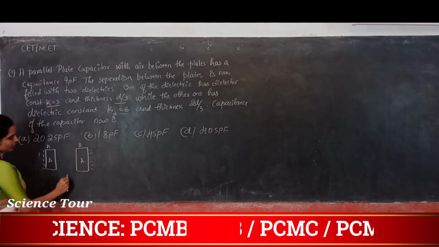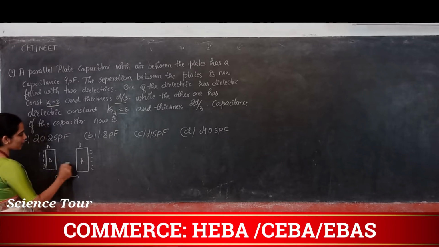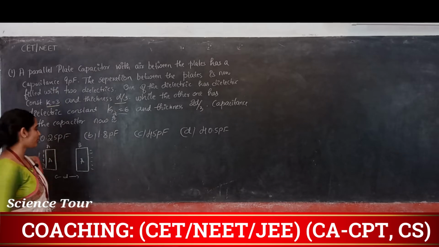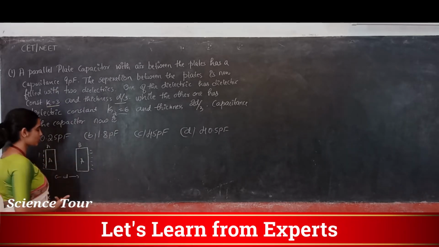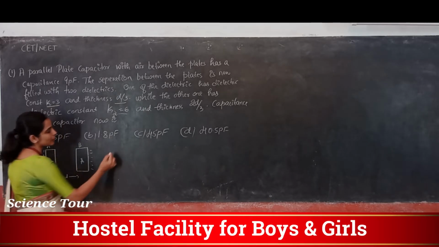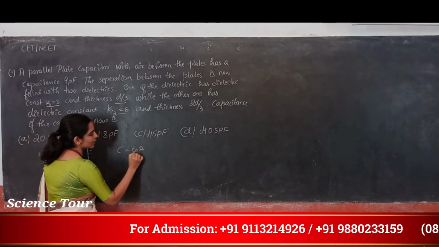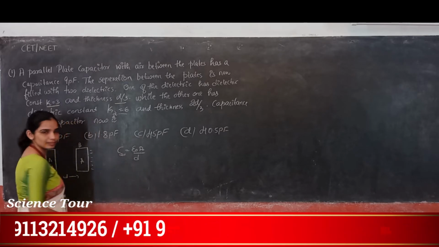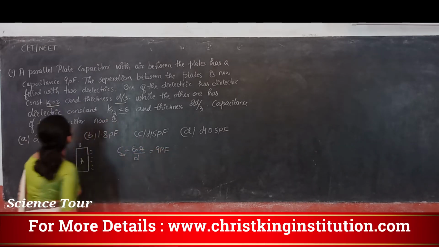What is the separation distance between them? D. If the gap between them is air, what capacitance have they said? 9 picofarad. We know that for two parallel plates, when air is filling the gap between them, capacitance is equal to epsilon naught A divided by D. Am I right? So when air is placed, what is given? 9 picofarad.